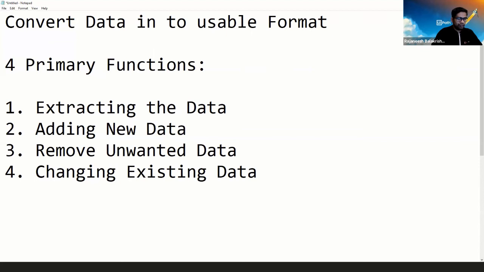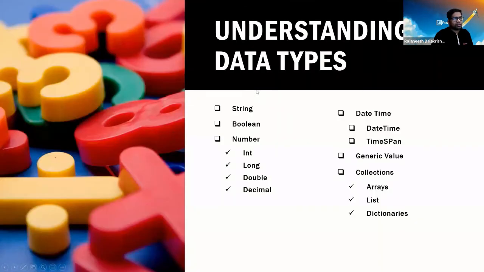So all the data comes in different formats. It can be either a string or an integer, or any other kind of data types. So we will see all these different formats. First of all, it is string. We got string, boolean, number, date, time, generic value as types of data type in UiPath. And we have collections. In collections, we got arrays, lists, and dictionaries.